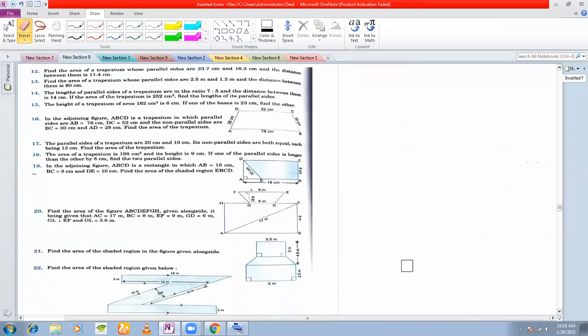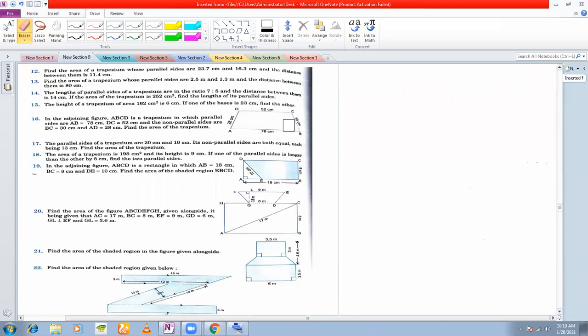Number 14 here, if you read the problem, it states that the length of the parallel sides of a trapezium are in the ratio 7 is to 5, and the distance between them is 14. Distance between them means the height of the trapezium is 14 centimeter. If the area of the trapezium is 252 centimeters square, find the length of its parallel sides.